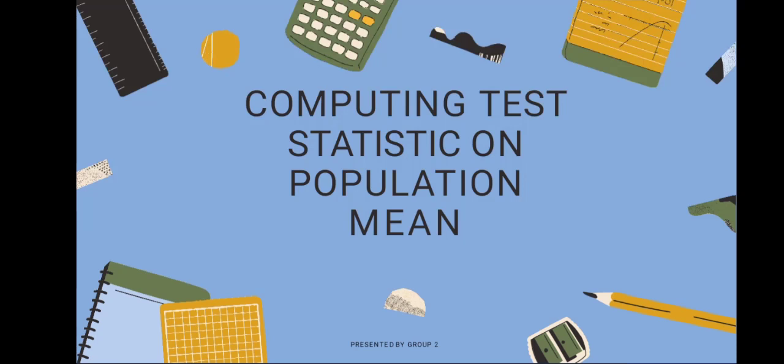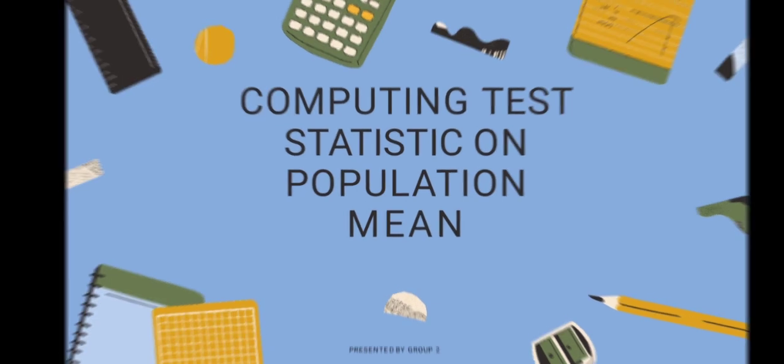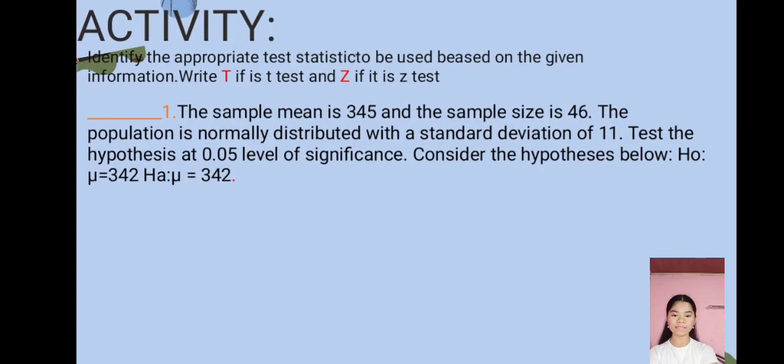In this video lesson, we will discuss computing test statistic on population mean. First, let us have a short activity. Identify the appropriate test statistic to be used based on the given information. Write T if it is t-test and Z if it is z-test. It is a review from the previous discussion about identifying the test statistic on population mean.